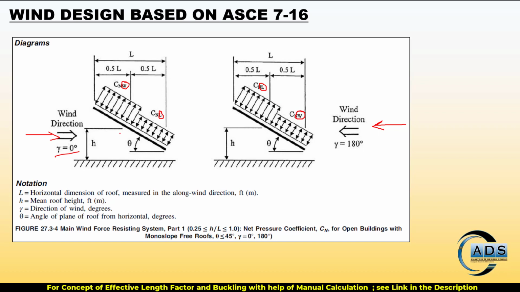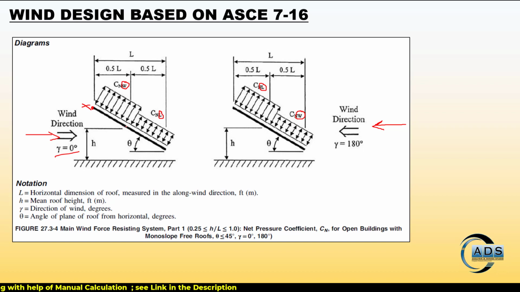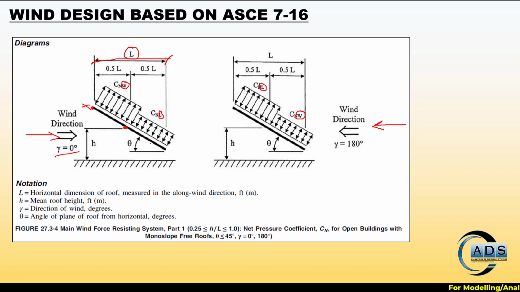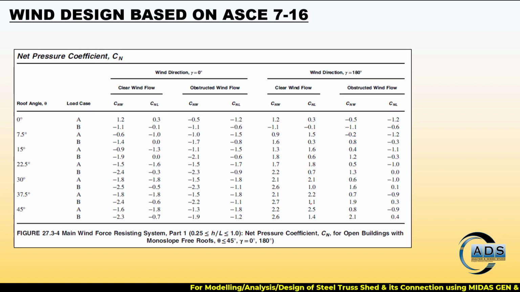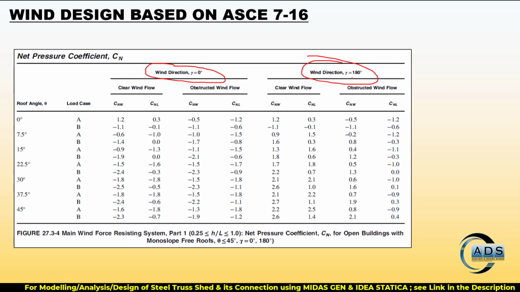Okay, H is the mean roof height, which means that H is not the height from the ground to this point, but actually the height of the mean roof. It's the midpoint of the total structure. Okay, and L is considered as the horizontal projected area of the total array. Okay, and theta is the angle of the structure with the horizontal. Now these are the tables for the coefficients. It is written wind direction theta 0 and wind direction theta 180.